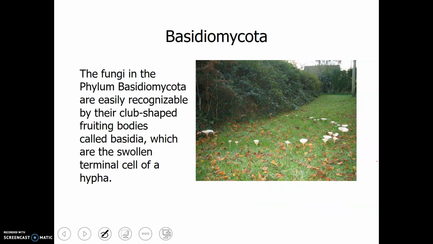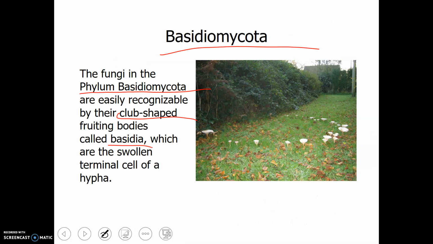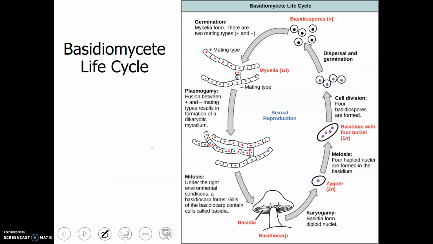The Basidiomycota is probably the most well-known of the fungi. The phylum Basidiomycota are the mushrooms. Basidio means they have a club-shaped fruiting body called a basidia. So this is the mushrooms and the bracket fungi, and the shelf fungi, the ones that grow on the edge of the trunk of a tree. They look like little shelves. But these are mushrooms that you see growing in a circle.